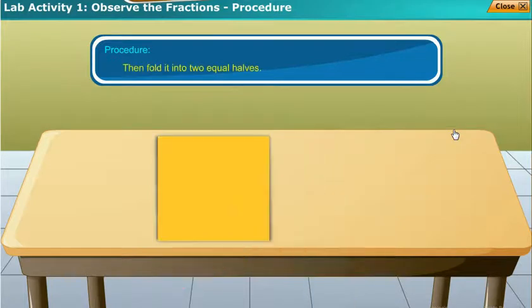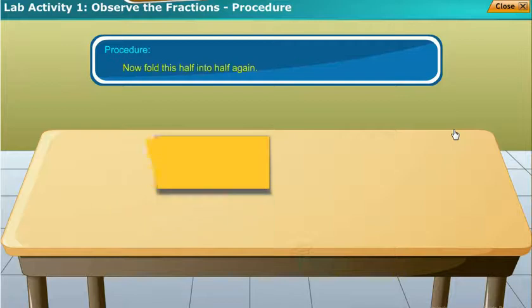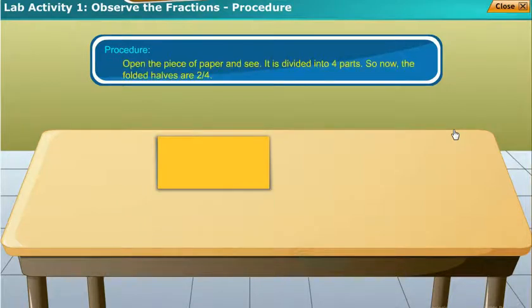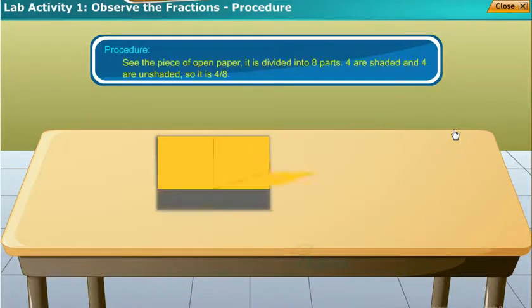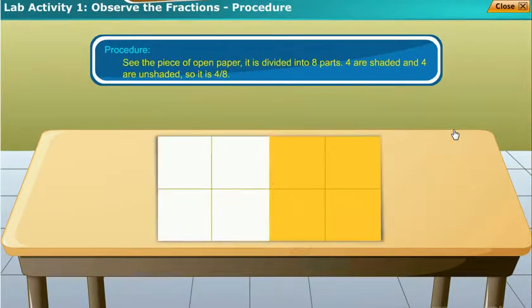Then fold it into two equal halves. Now fold this half into half again. Open the piece of paper and see it is divided into four parts. So now the folded halves are 2 by 4. Now again fold the paper into half. See the open piece of paper. It is divided into 8 parts. 4 are shaded and 4 are unshaded. So it is 4 by 8.